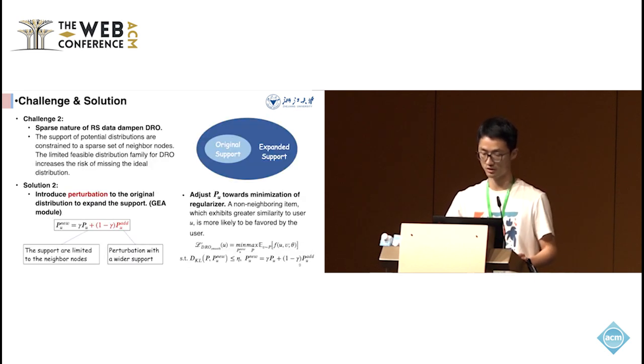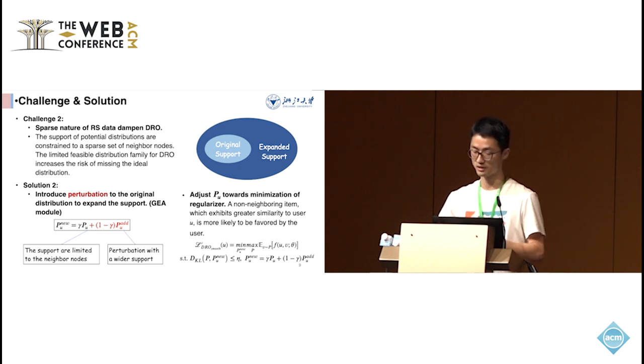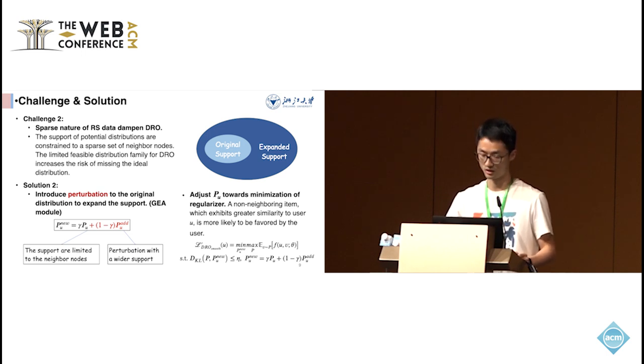The second challenge stems from the sparse nature of recommendation system data. Due to relatively few user interactions, each node has relatively few neighboring nodes. For DRO, the support of distributions in the uncertainty set is constrained to a sparse set of neighbor nodes. This limitation increases the risk of missing the ideal distribution and dampens the ability of DRO.